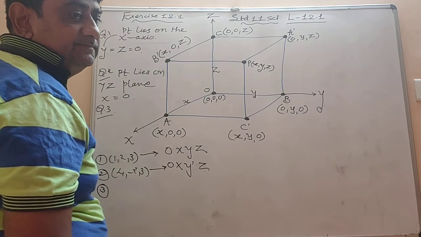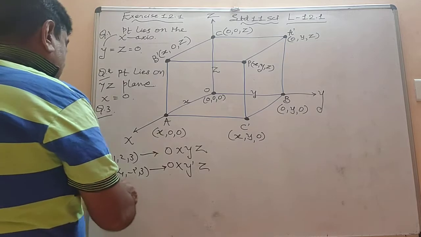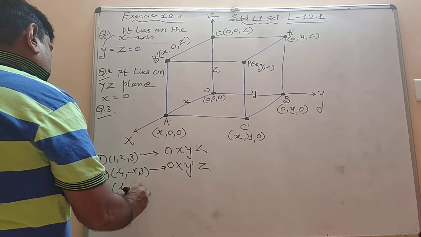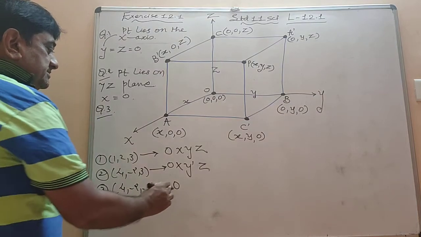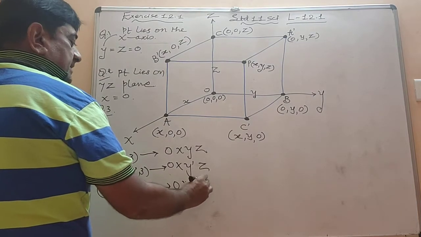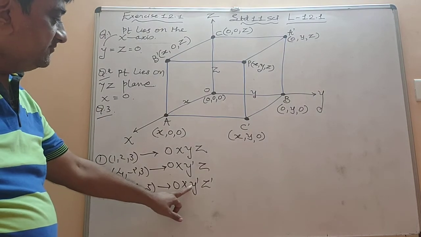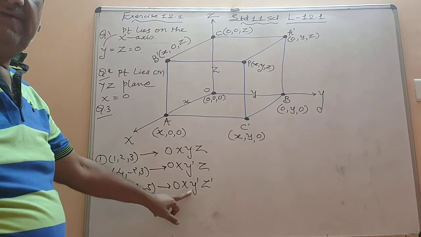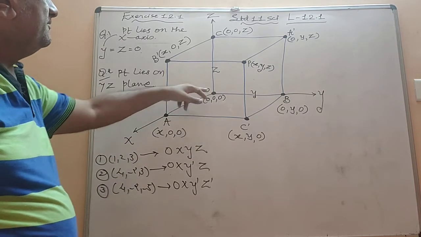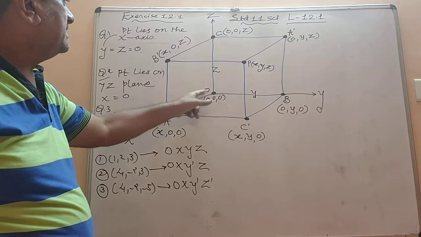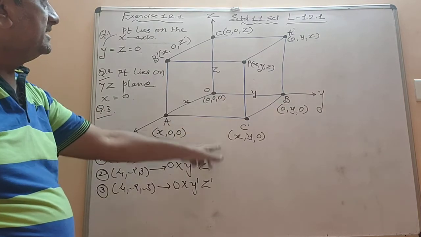Third is 4, minus 2, minus 5. So O, x positive, y negative, z negative. So which plane is there? So O, x, y dash, z dash. Means O, x positive, y negative this side and z negative this side. So y negative this side and z negative downward.